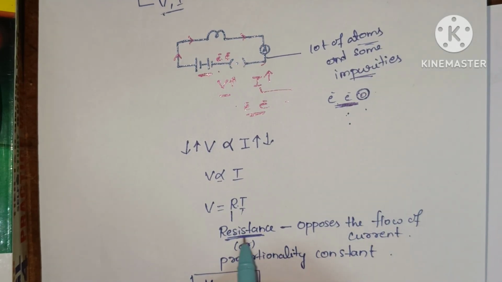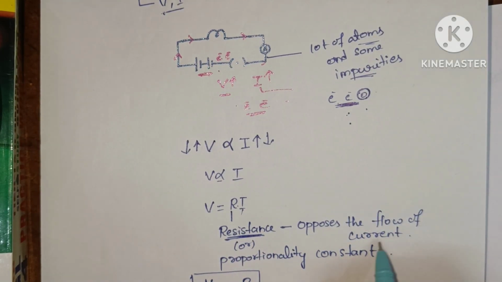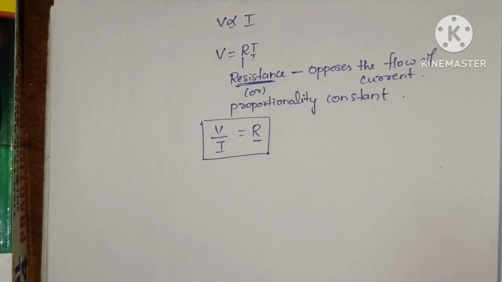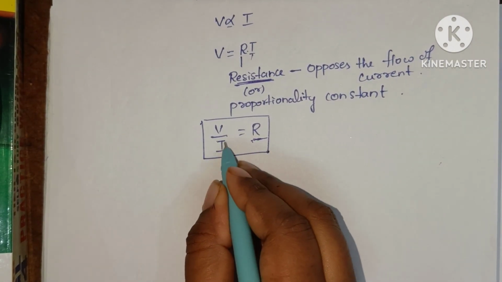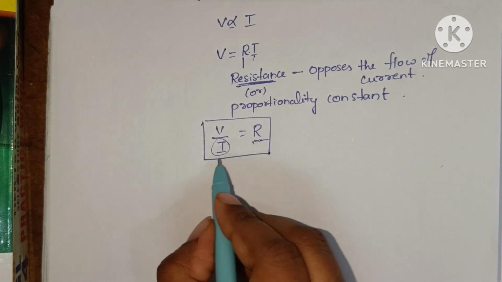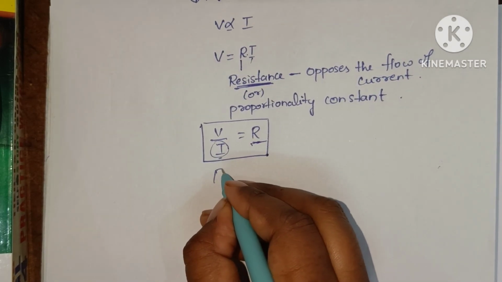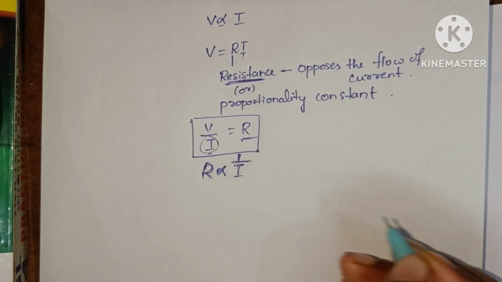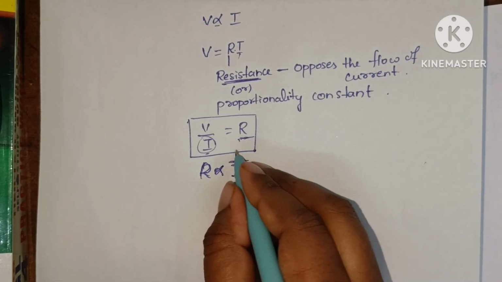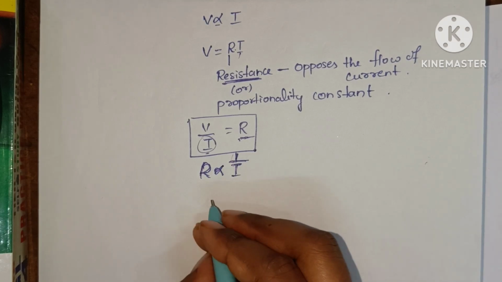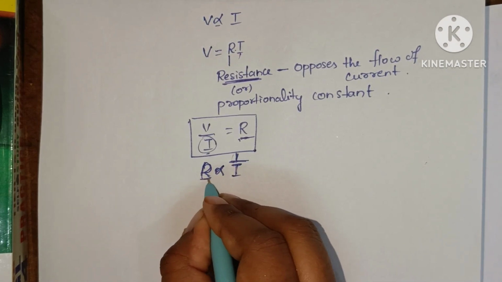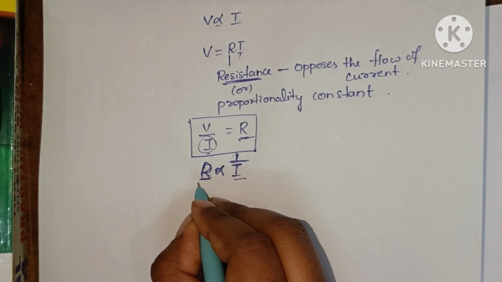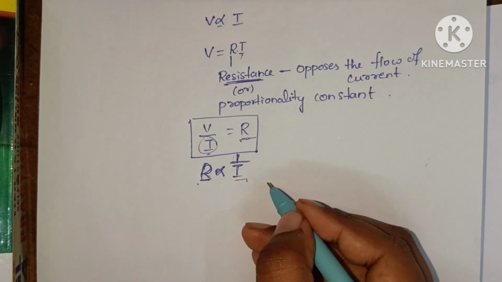So what was resistance doing? It is opposing the flow of current. Observe here, resistance is inversely proportional to current. See here, I is in the denominator, so resistance is inversely proportional to current. By this you understood: if resistance increases, current decreases. If resistance decreases, current increases. That is what we talk about, no?